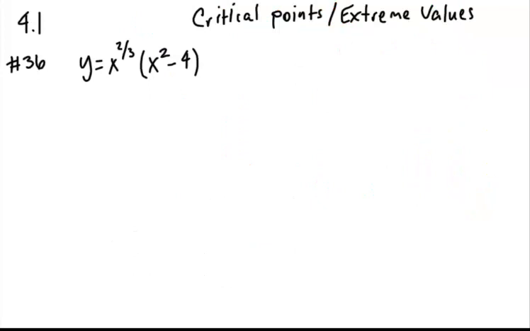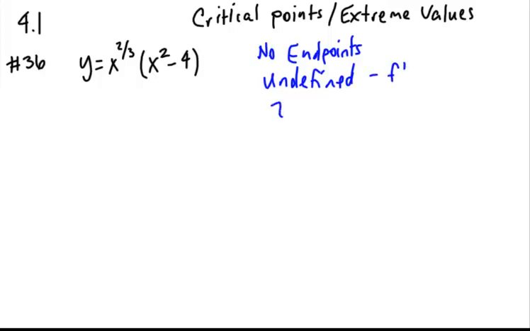Alright, so another problem from your homework then, question 36, we want to go for the critical points and the extreme values. And when you do this, notice there are no endpoints to check. So wherever we are undefined for the derivative, undefined for f prime, or 0 for f prime, these are going to be where your extreme values occur, your critical points occur.